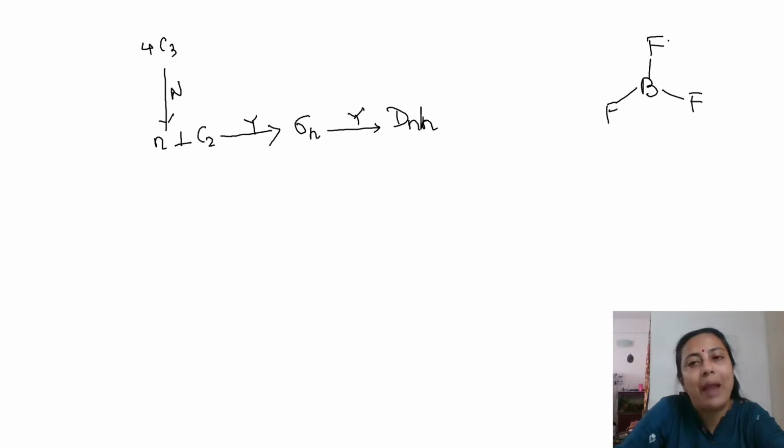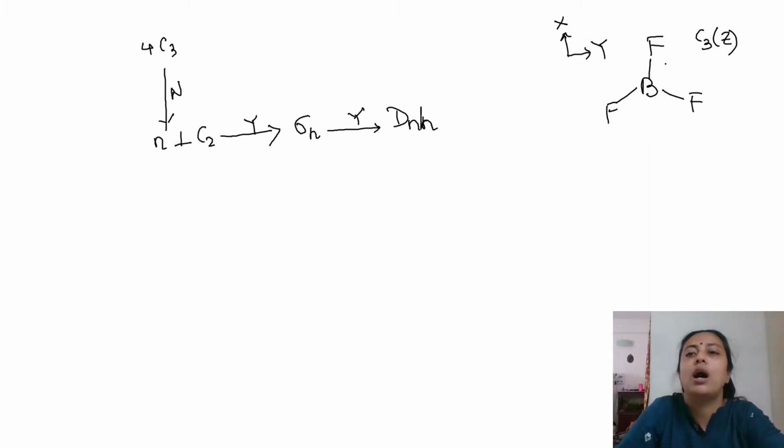BF3 is a planar molecule. Let me consider that the molecular plane is XY. Now you will have a C3 axis along Z, which will produce an identical structure. So the molecule is having a C3 axis. Definitely not 4 C3 axes, but it is having a C3 axis. Then look for whether the molecule is having n perpendicular C2s or not, that is, whether 3 perpendicular C2 is there or not.